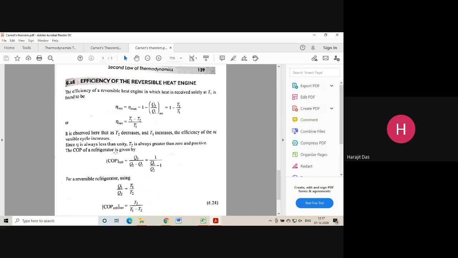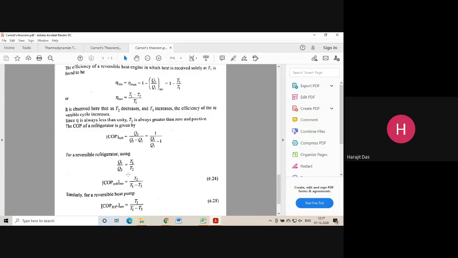So COP of the reversible refrigerator is given by Q2 by Q1 minus Q2. For a heat engine it is the work done, and for COP of a refrigerator it should be Q2, isn't it? Because we need to extract heat from the freezing chamber. So this is our requirement. Q2 is our requirement, we need to cool some chamber. So Q2 by Q1 minus Q2, this you can replace by T2 by T1 minus T2. So COP of the reversible refrigerator will be T2 by T1 minus T2.